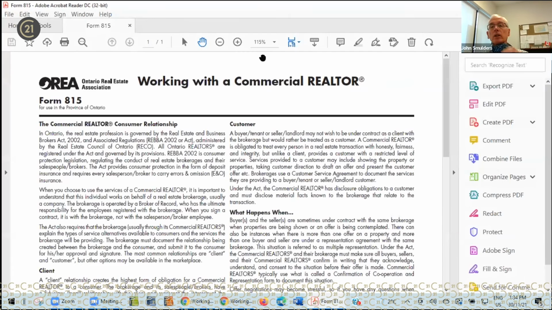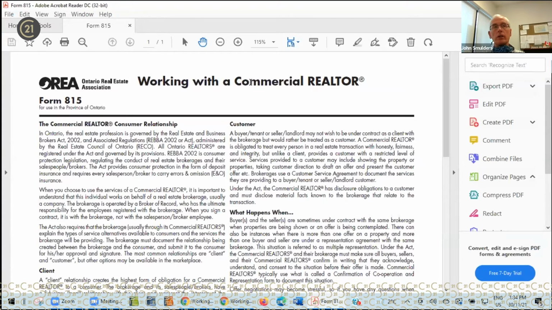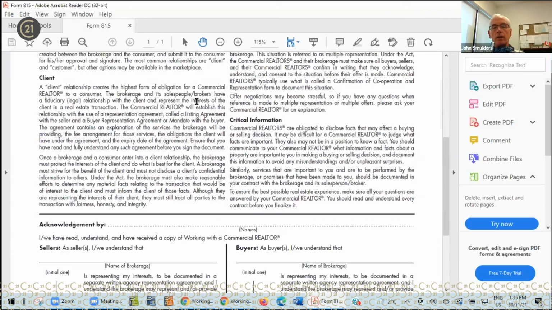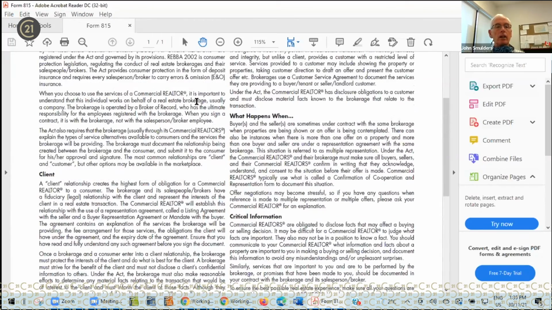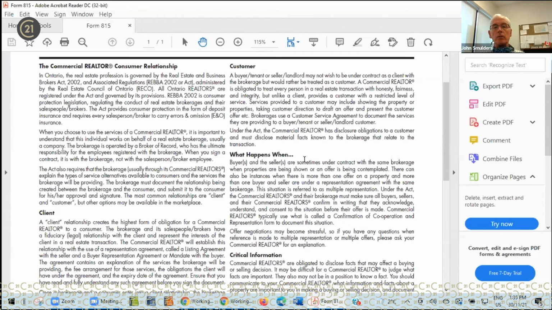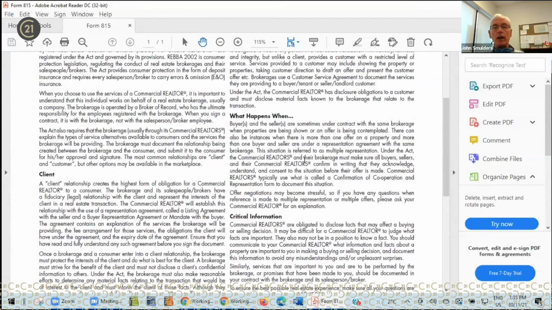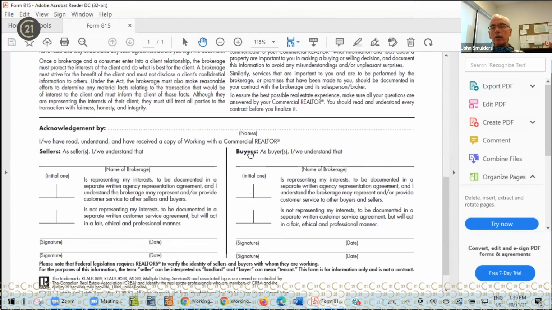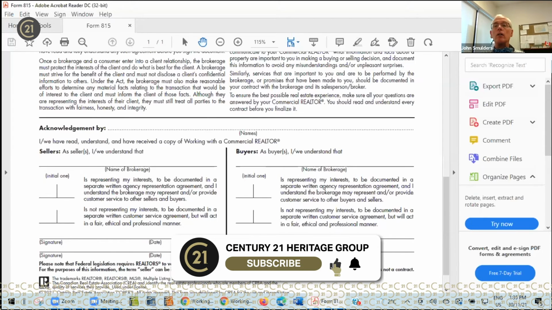All right. So working with a commercial realtor, once again, this is not a residential property. You should be using Form 815, working with a commercial realtor. It basically says the same thing as the working with the realtor that you use for residential. It's not a lot different. It's got client information, customer information, what happens when you represent both sides, critical information. Basically, it's the same thing as a regular working with a realtor. Not a lot different at all.